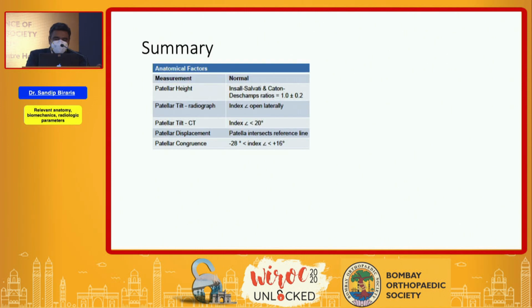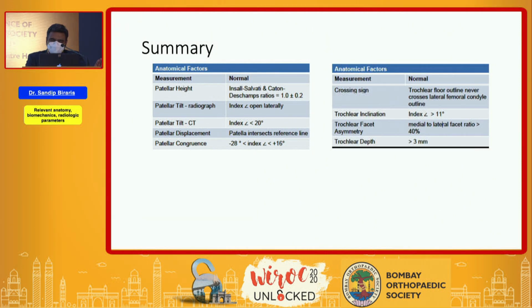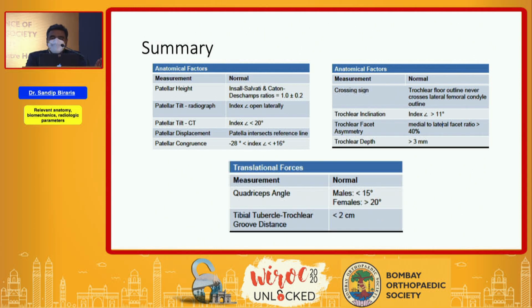So in summary, there are certain important parameters based on the patella, that is patellar height, patellar tilt on the radiograph as well as CT, patellar displacement, patellar congruence. Then some are based on the femoral trochlea and another group related to translational forces like quadriceps angle and TTTG distance.